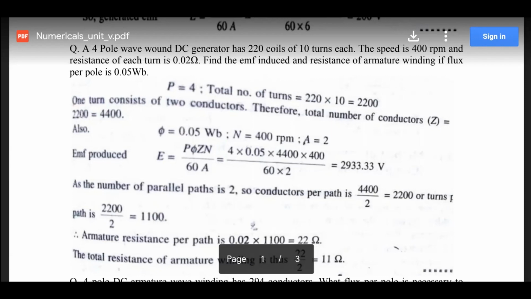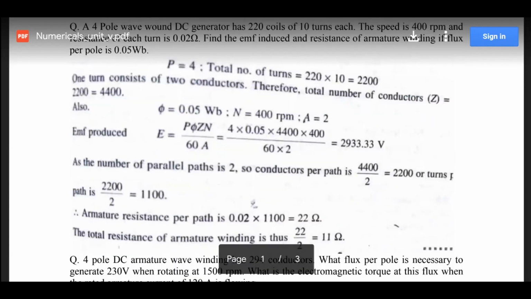But each turn has 2 conductors, so the total number of conductors is multiplied by 2, and it becomes 4400. Flux is given, and the number of parallel paths is 2 in a wave wound generator. So all these values are substituted and we get the generated EMF as 2933.3 volts.